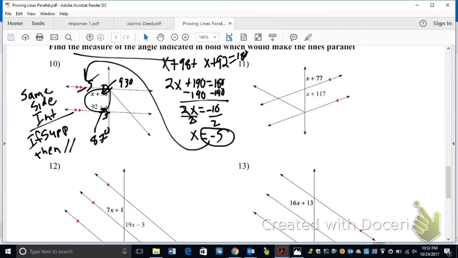Hope this makes sense. A lot of it is just kind of an identify them, and so we should be able to move forward.